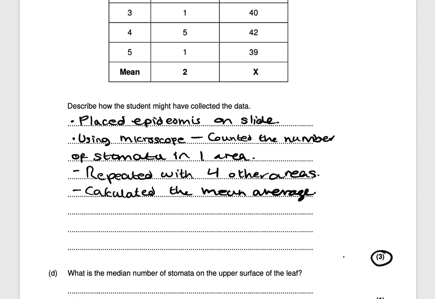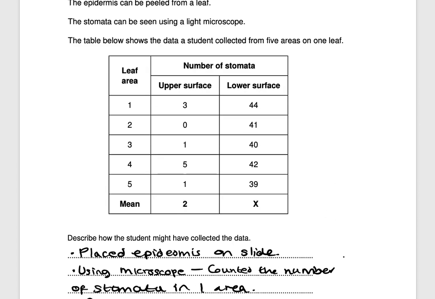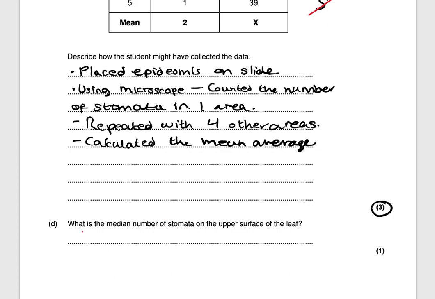Now it says, what is the median number of stomata on the upper surface of the leaf? So upper surface, we need to work out the median. Now the median is the middle number, so let's order them from smallest to biggest. So it'll go 0, 1, 1, 3, and 5. So we've just ordered them. Now we can cross 1 from each side. So 0, 5, 1, 3. We're left with the middle number of 1. So what is the median number? It's 1 for 1 mark.